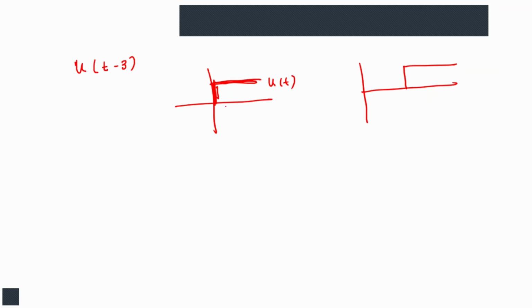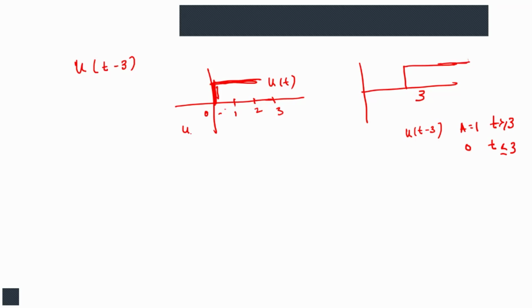Now if you want to delay a signal, if you want to write u of t minus 3, u of t started here. Now t minus 3 is a delay. It will result in a right shift by 3 units. Suppose this was your 0, this was your 1, this was your 2, and this was your 3. Now the signal starts at 3 and continues. So u of t minus 3 has amplitude equal to 1 when t is greater than or equal to 3, and 0 otherwise.